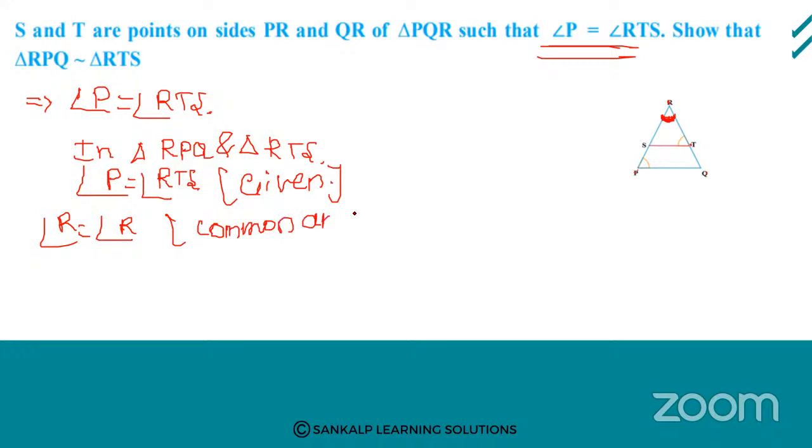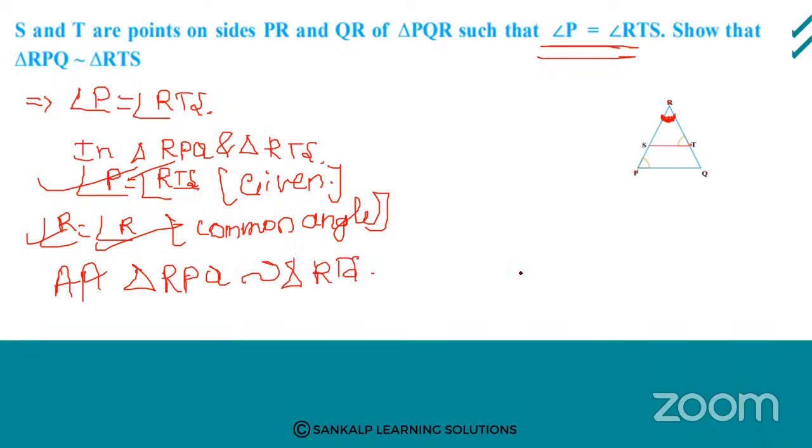Common angles. So here two angles are equal. Angle P is equal to angle T. Angle R is equal to angle R. Therefore, by using the AA property, we can say that triangle RP... Yes or no? So next.